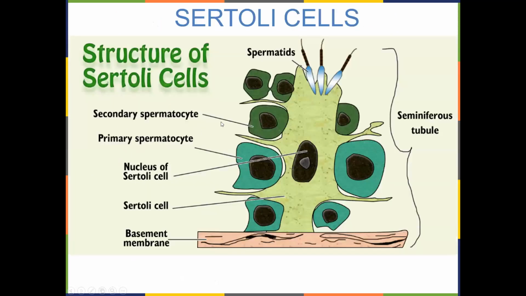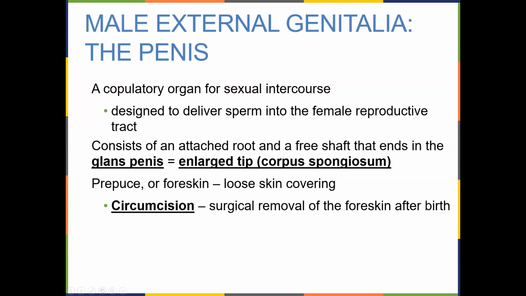And this is what those cells look like. Here's our wall of the seminiferous tubule. These are the sustenticular or Sertoli cells. Here we have a spermatogonia, a primary spermatocyte, a secondary spermatocyte, and spermatids here. Okay, and this is a great place to stop.